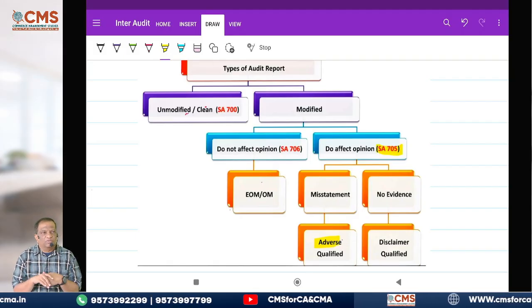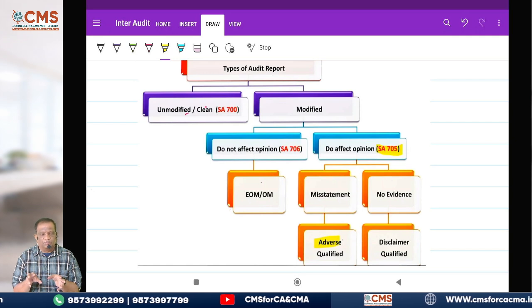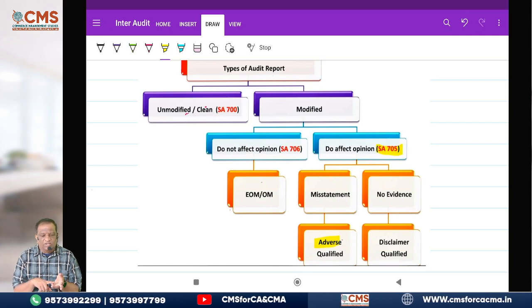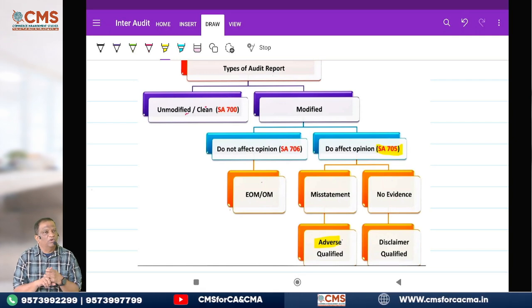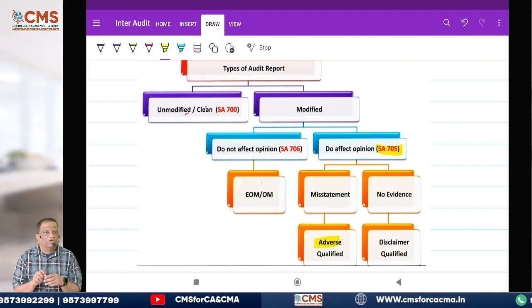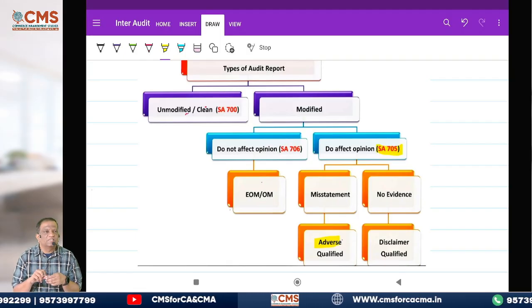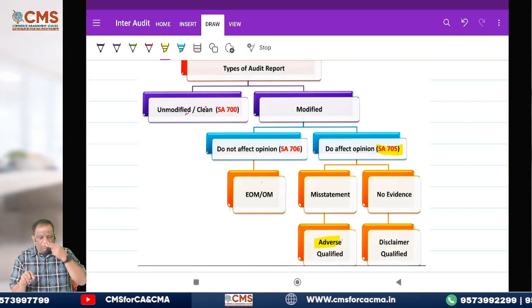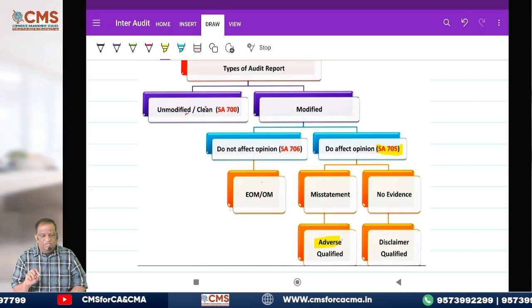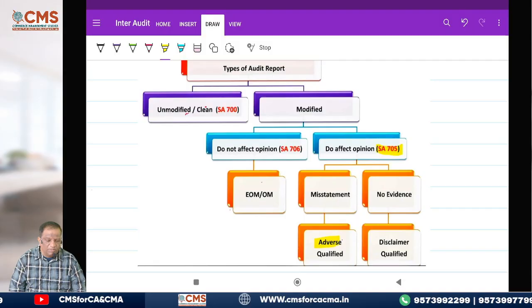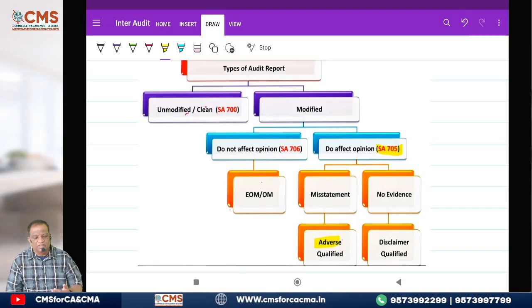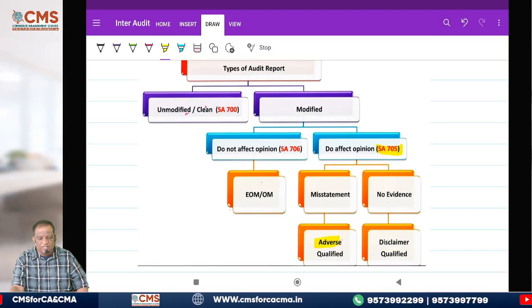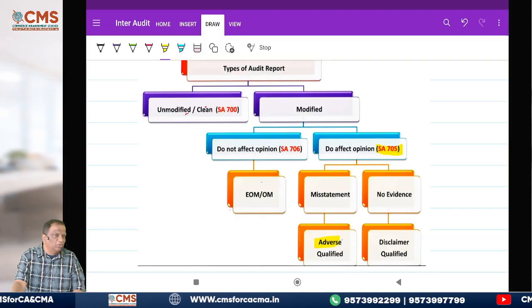Now, what are the types of audit report? The types of audit report are of two types. One is unmodified, and the second one is a modified opinion. In unmodified opinion, we talk about SS700. Then modified opinion: we have two types, those which do not affect my opinion and those which do affect opinion. Which do not affect my opinion, there are two, EOM and OM.